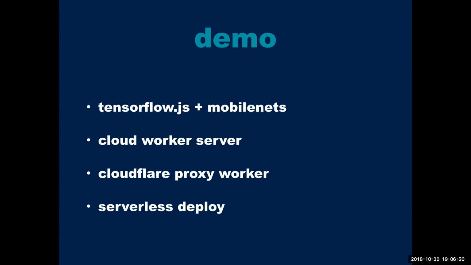So this is the demo I wanted to do. I didn't quite get there, but I'll explain where I fell down. What I want to do is take TensorFlow.js and use a MobileNets model. MobileNets is a very small CNN, about 17 megabytes for all the data, so it's easy to ship down the wire to run on a phone or something.